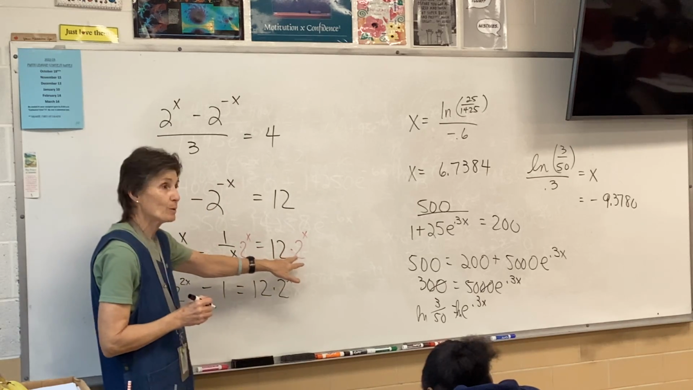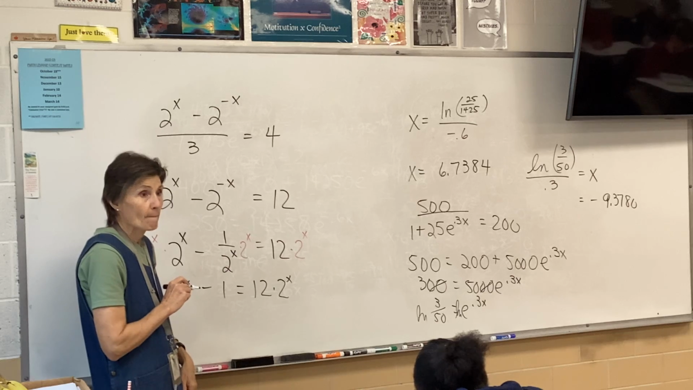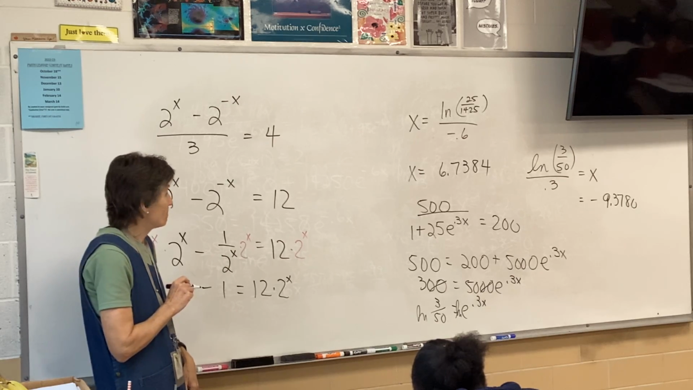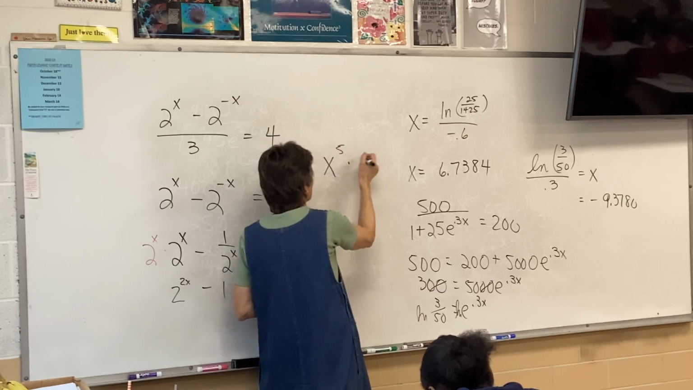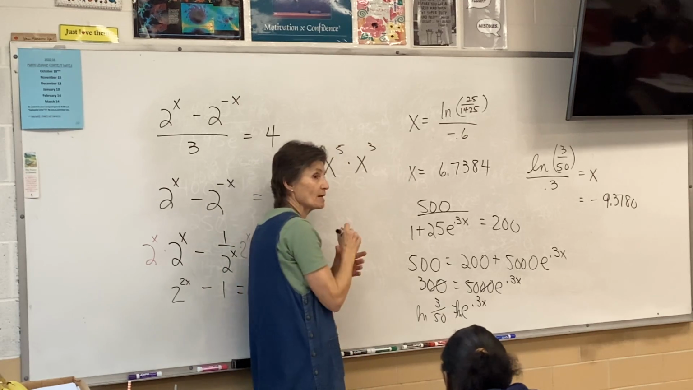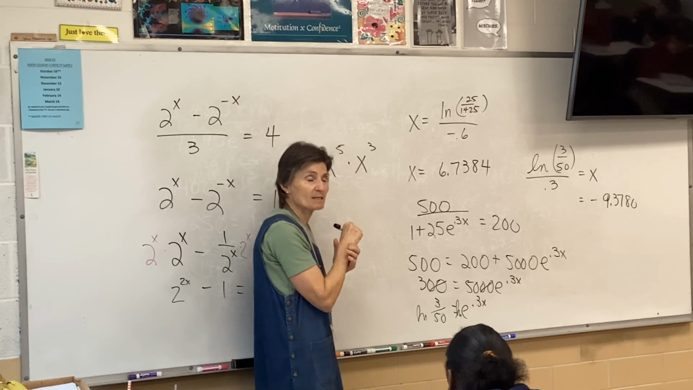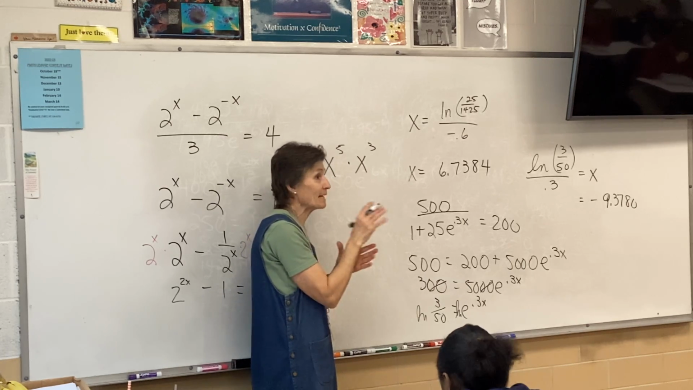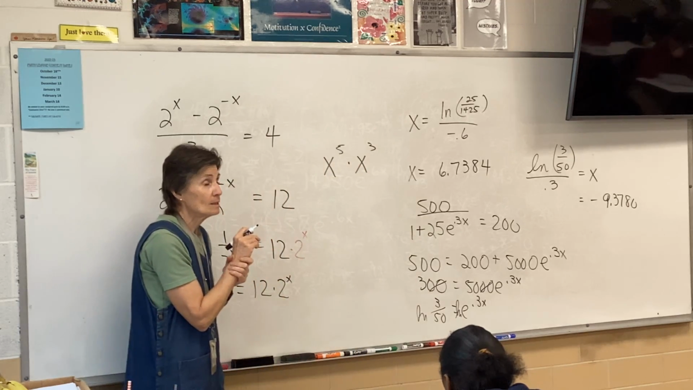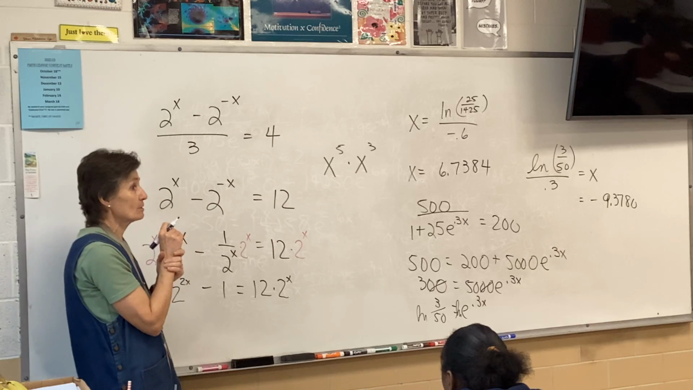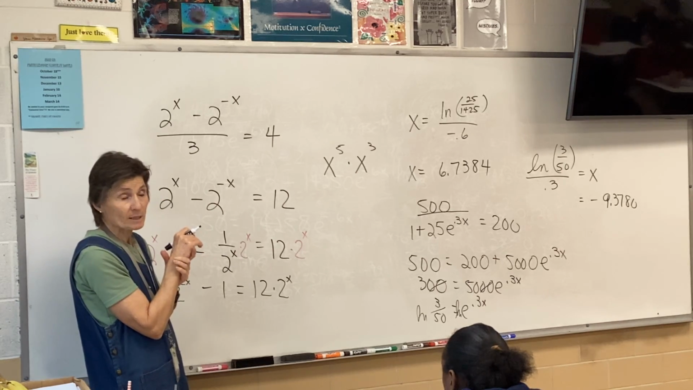Now remember, you can't combine these. No, 24. Nope, stop and think. When you do x to the 5th times x to the 3rd, what do you tell me the answer is? X to the 8th. Add the exponents. Does the base change? Nope. Don't make it x squared. Don't change the base. It stays the same. So whether it's a number or a letter, the base doesn't change. You just add the exponents.